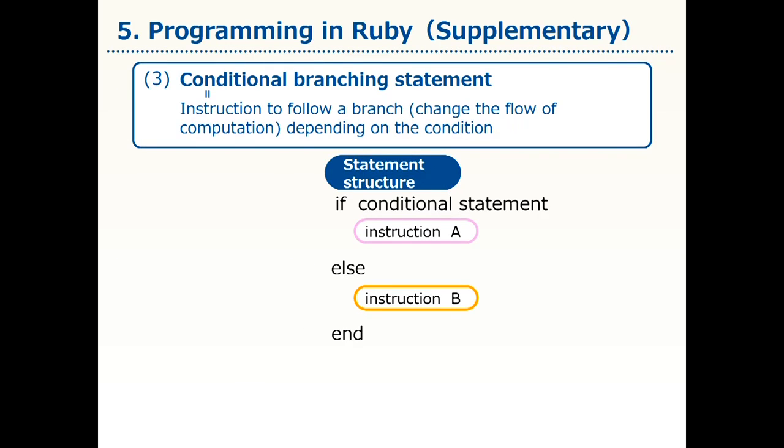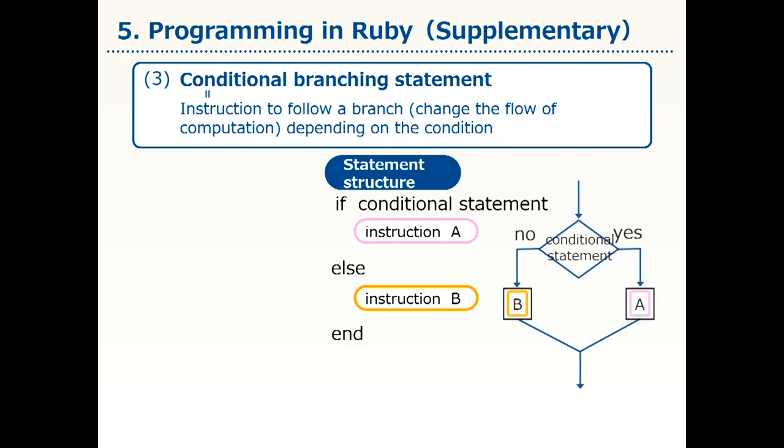This command is a conditional branching statement, often called if statement. This is for changing the flow of computation depending on the evaluated condition. The structure of command statement is an if conditional statement as well as else and end. The statement means that if the condition is met, please execute A, and if not, the statement says to please execute B.